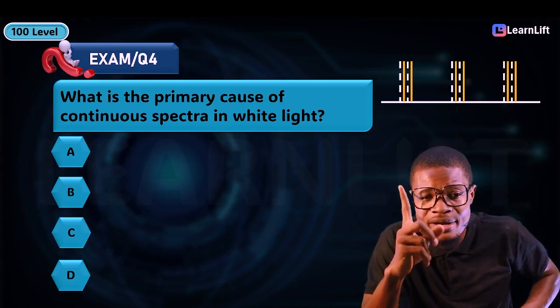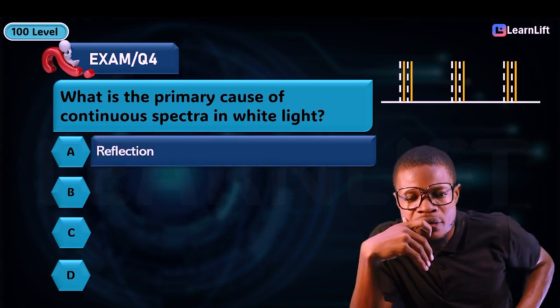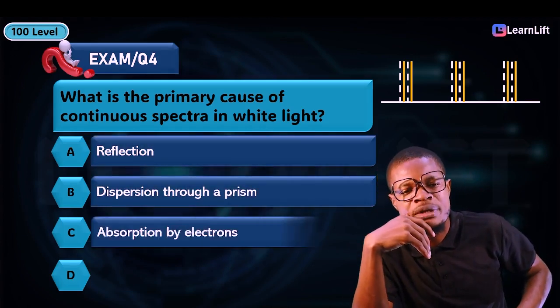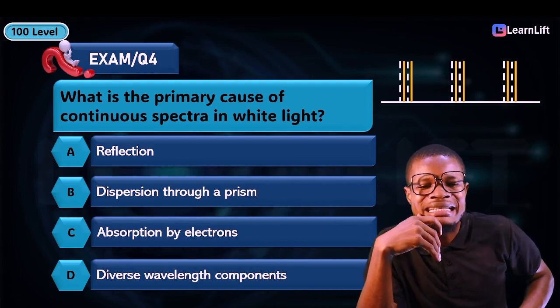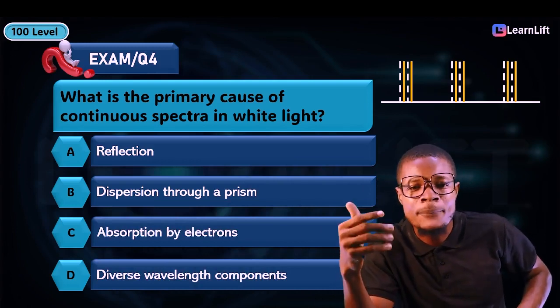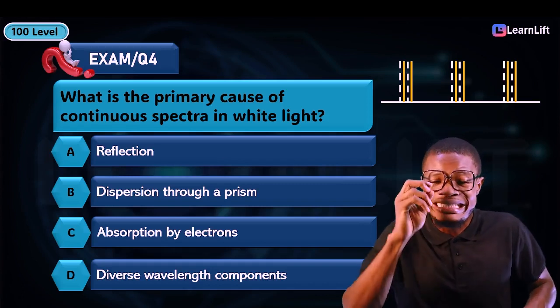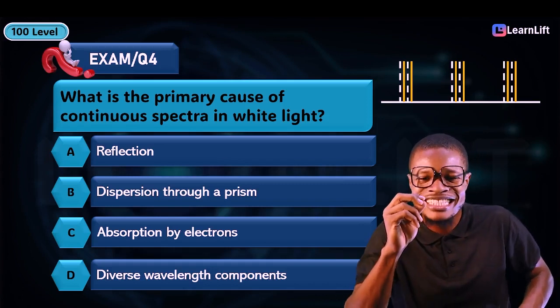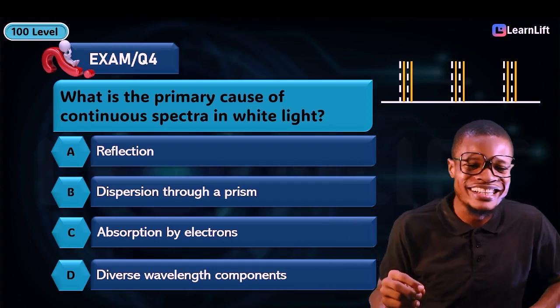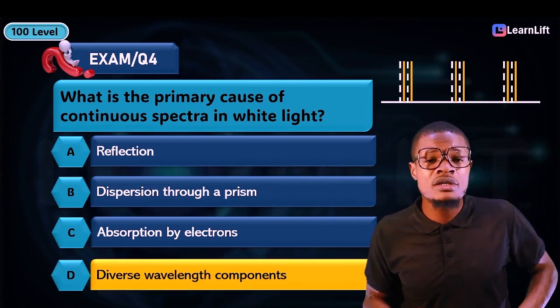What is the primary cause of continuous spectra then? Reflection, dispersion through a prism, absorption by electrons, or diverse wavelength component? The primary cause of continuous spectra in white light is simple. It is due to... have you gotten the answer? Hey, you are wrong. Diverse wavelength component is the correct answer.